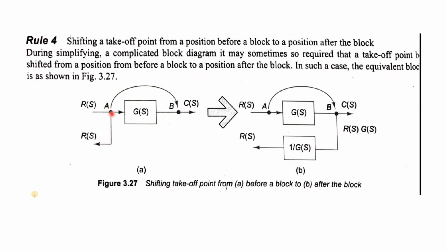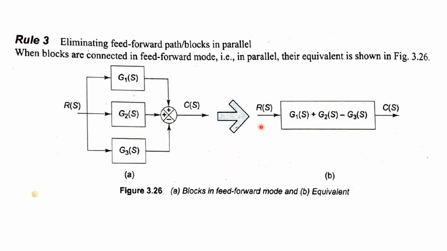That is possible. If you remember, I have shown you one trick, this particular rule: you can switch a point from A to B, but you have to make sure that the signal which was there at A will remain as it is at B. So over here the signal is RS. If you switch at B, it becomes RSGS. So you have to divide by GS, so you add a 1 by GS block, so that the signal at B is RS into GS, but with the block 1 by GS, it becomes RS once again. So the signal should remain unchanged.